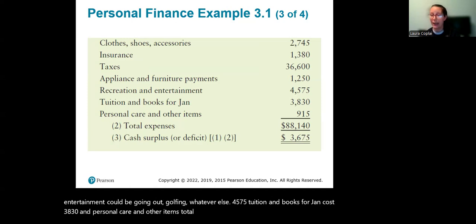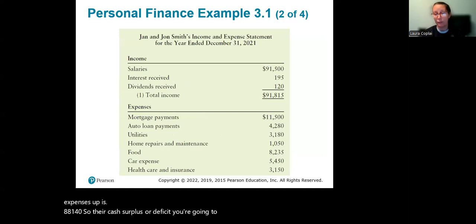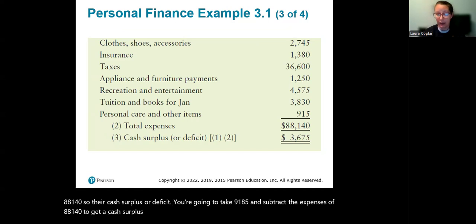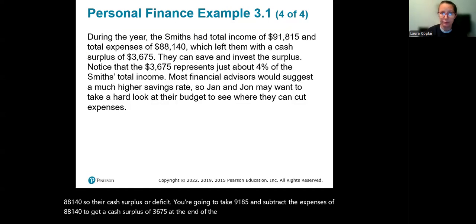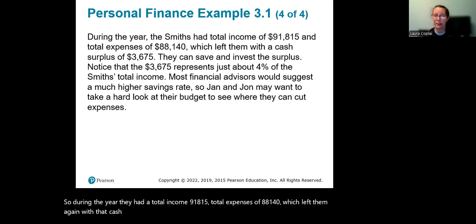So their total expenses, adding all of those expenses up, is $88,140. Their cash surplus or deficit: you're going to take $91,885 and subtract the expenses of $88,140 to get a cash surplus of $36,755 at the end of the year. So during the year, they had a total income of $91,815, total expenses of $88,140, which left them again with that cash surplus of $36,755. They can save and invest that surplus.